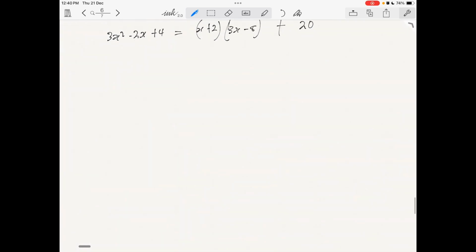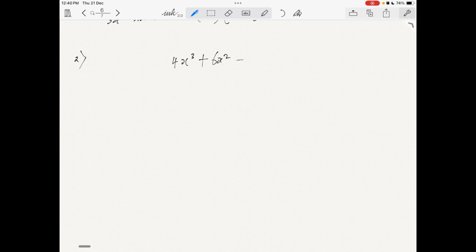I want to pick another example. Let's say number 2. We want to divide 4x cubed plus 6x squared minus 2x plus 7 by 2x minus 3.